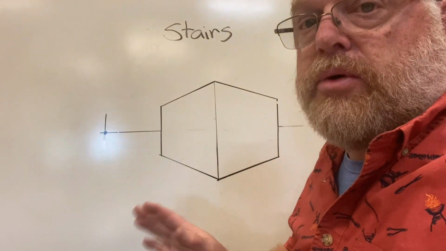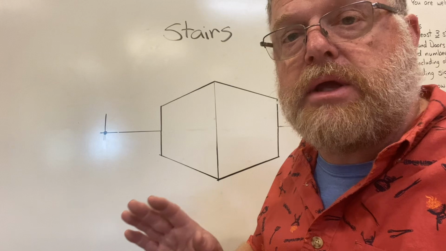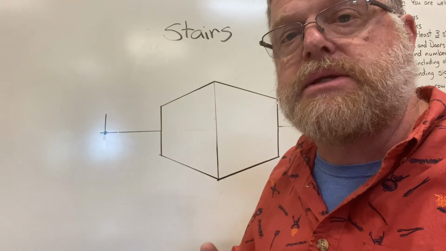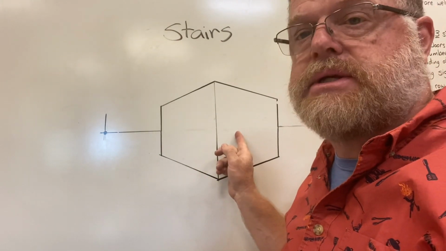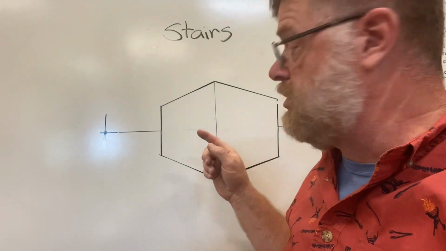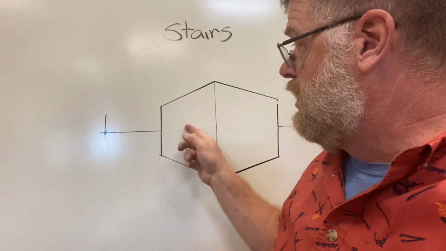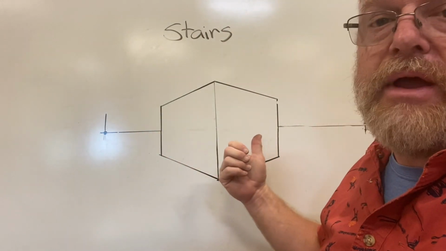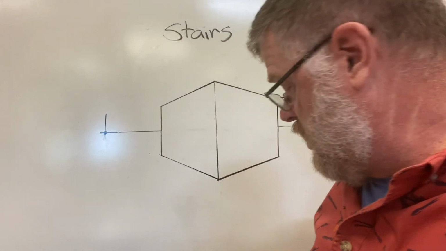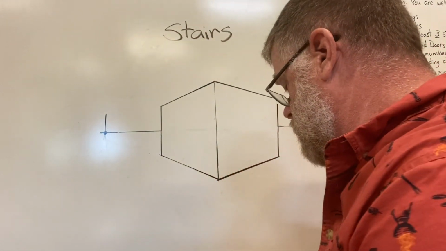So, remember, even stairs meet the same requirements as everything else. If it's going the same direction as this side, the top and bottom have to go to the same vanishing point as the side does. If it's going this side, top and bottom got to go to that vanishing point. Okay, so here we go.